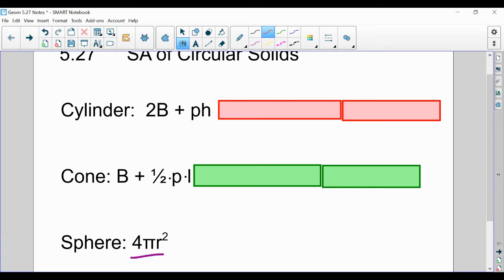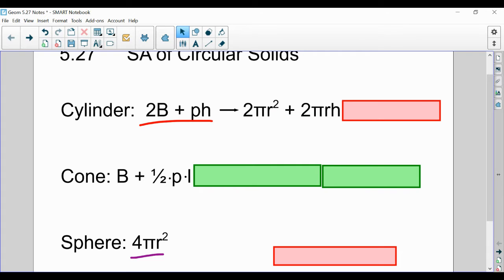Okay, for a cylinder, a cylinder is a prism with a circular base. So the surface area of a cylinder is the same as the surface area of a prism, 2B plus PH. However, we know that the base of a cylinder is a circle, so I can replace the B with pi r squared, and the perimeter of the base is the circumference, which is 2 pi r.